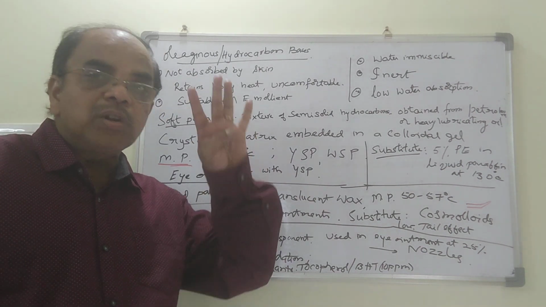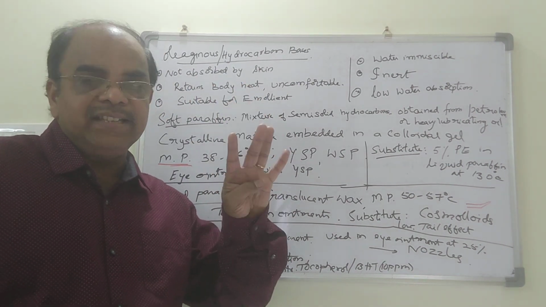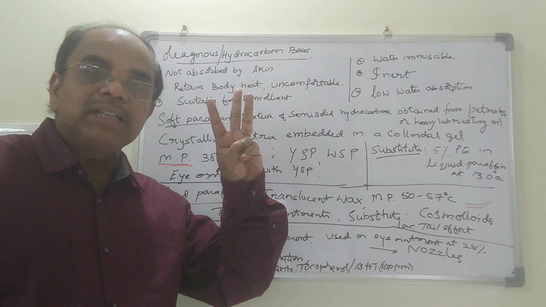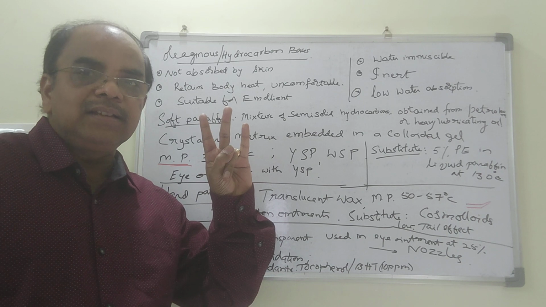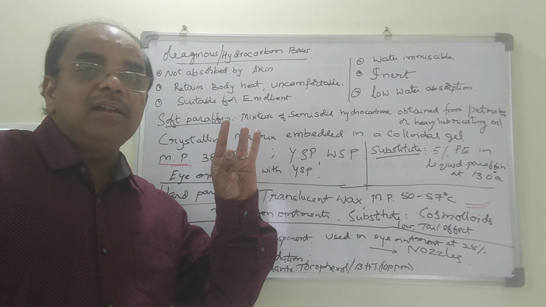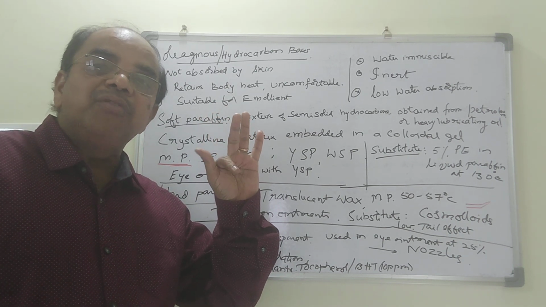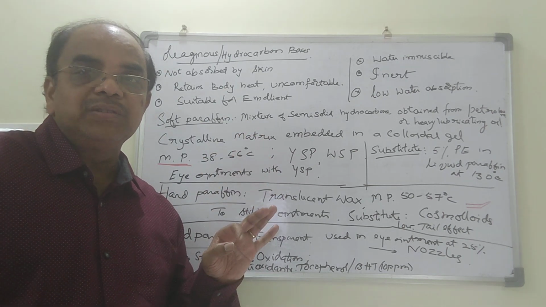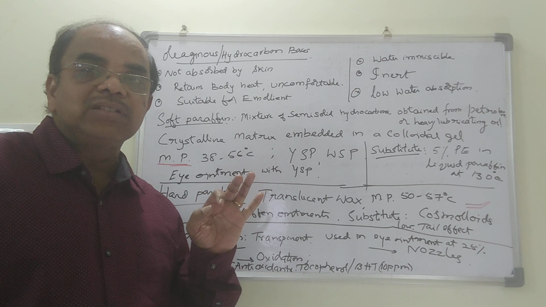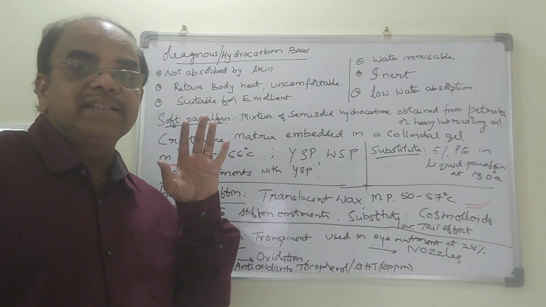There are 4 types of ointment bases. Hydrocarbon bases, otherwise called oleaginous bases. Absorption bases. Water miscible or emulsion bases. And the 4th one, water soluble bases. The first one, we'll see now. What is that? Oleaginous, otherwise called the hydrocarbon bases.